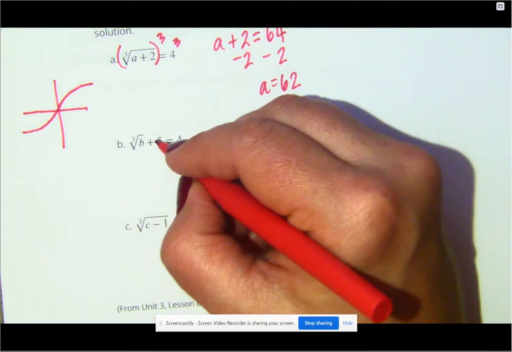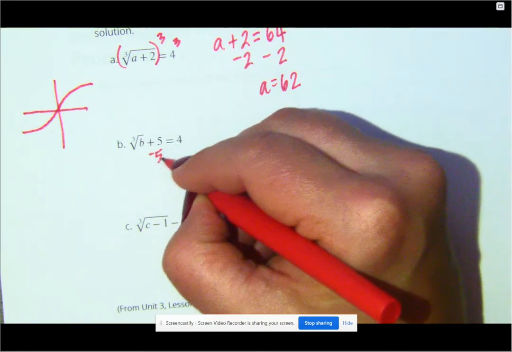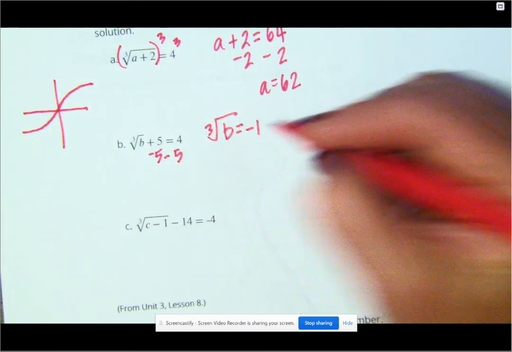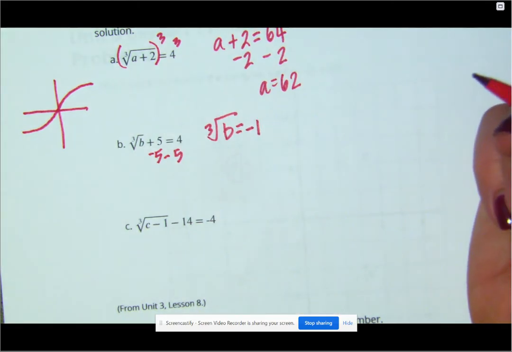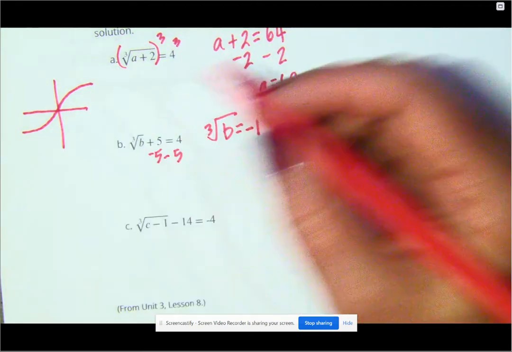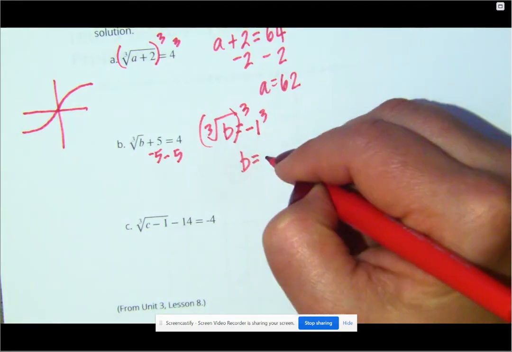Okay, here. Now, because the 5 is not under here, I'm going to move that first before I cube both sides. Cube root of b equals -1. Some students are like, oh, no solution, it's a negative. No, cube roots can equal negatives. So cube, cube, b equals -1.